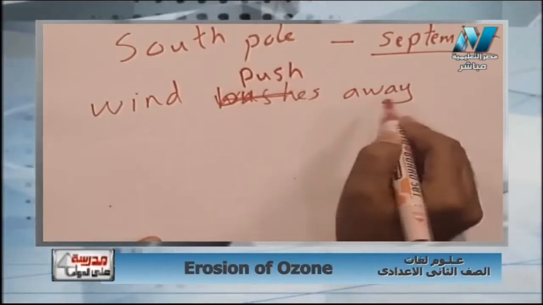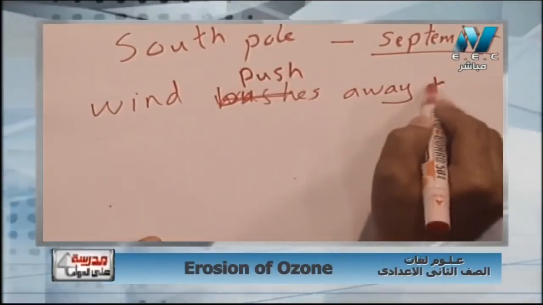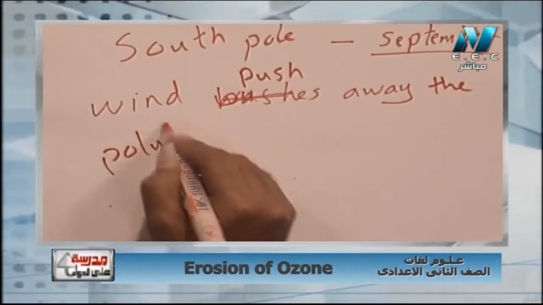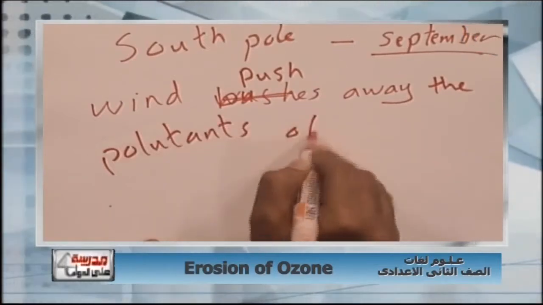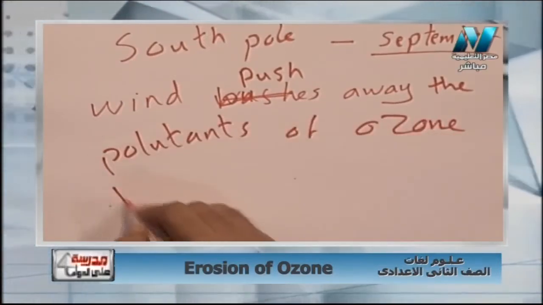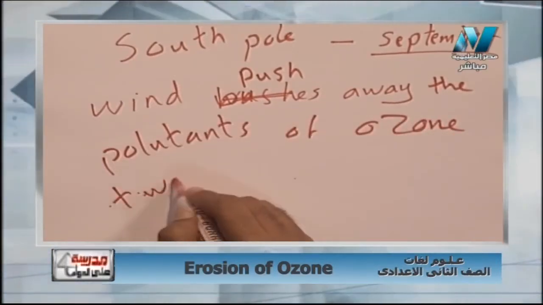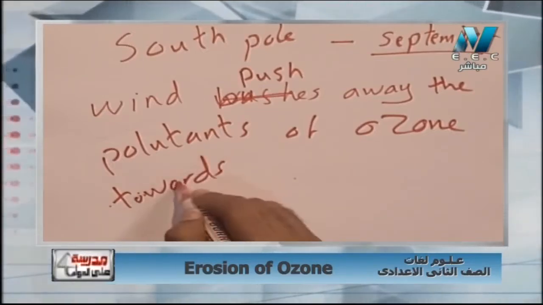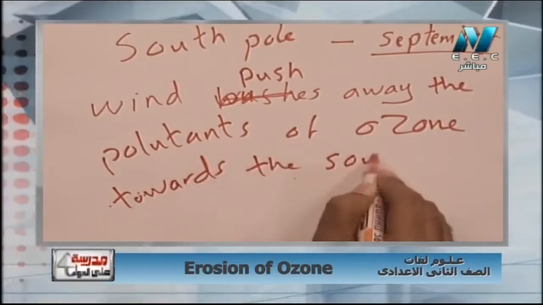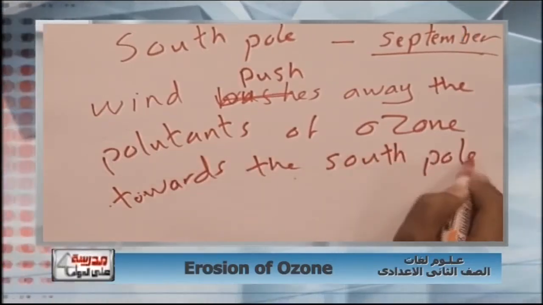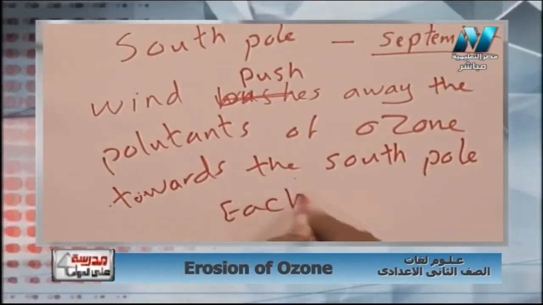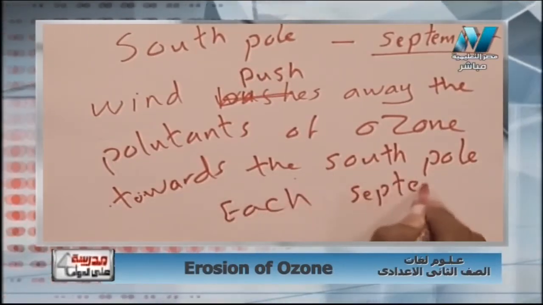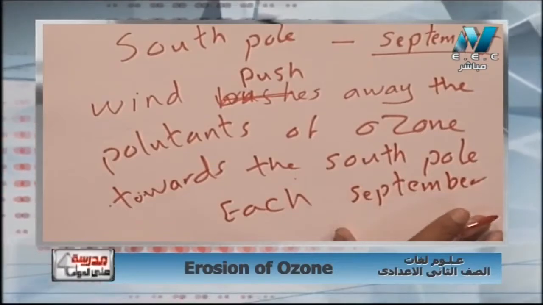Pushes away the what? The pollutants of ozone. Towards what? Towards the South Pole each September from the year. So the ozone hole increases in September each year. This is the reason and the answer.